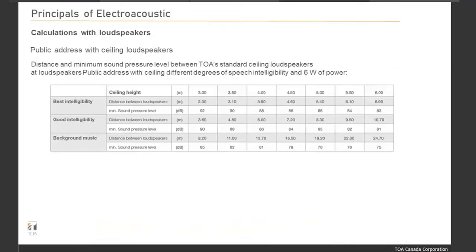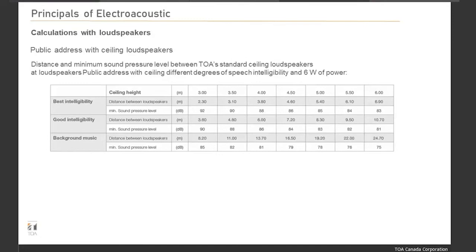And then more calculations. So this is the graph for intelligibility for a public address system with ceiling loudspeakers. So the distance and minimum sound pressure level between TOA standard loudspeakers in public address. It's worded a little weird, but that's okay. With ceiling different degrees of speech intelligibility over 6 watts of power. So basically that's showing your ceiling height and the distance between loudspeakers and the minimum sound pressure levels in that graph there. You can read it and refer to it.